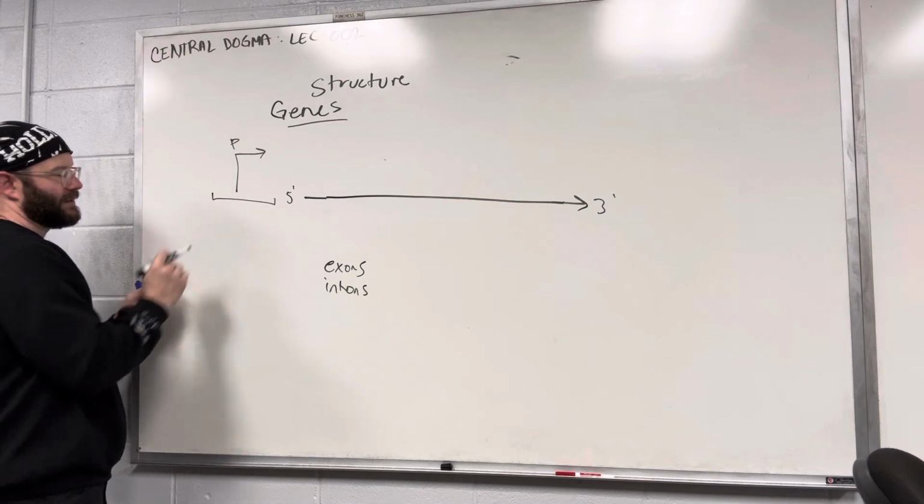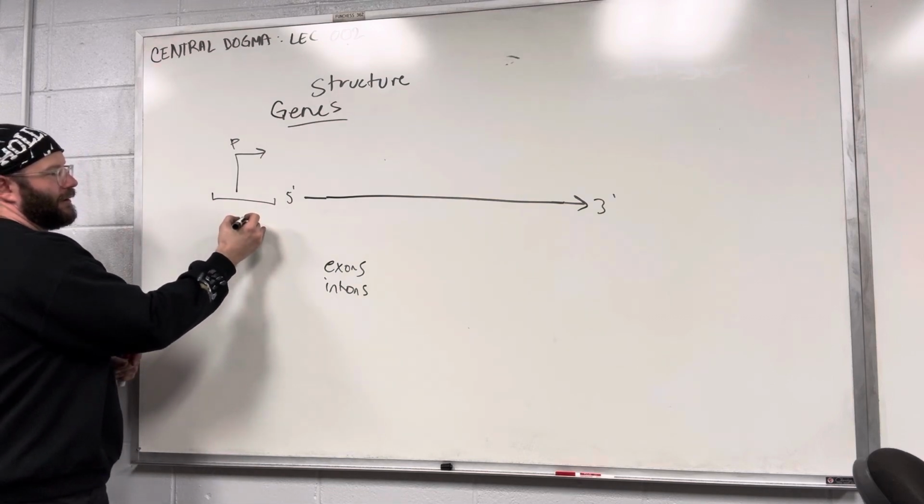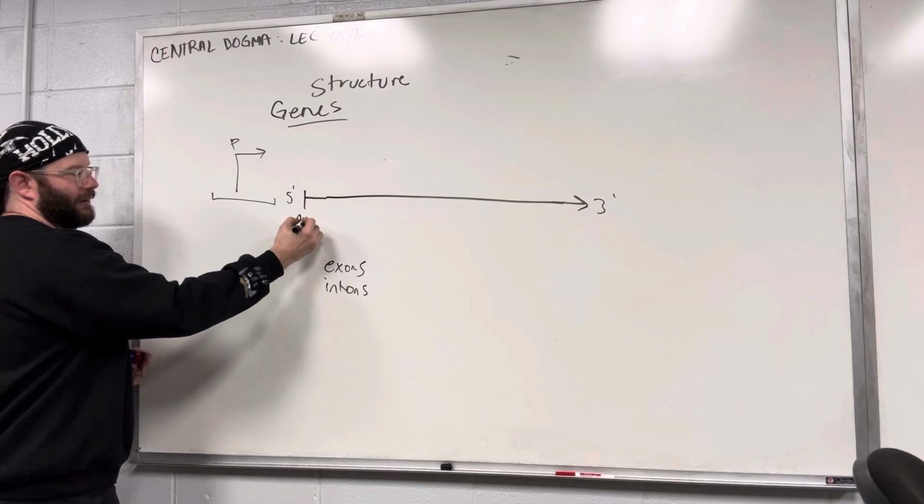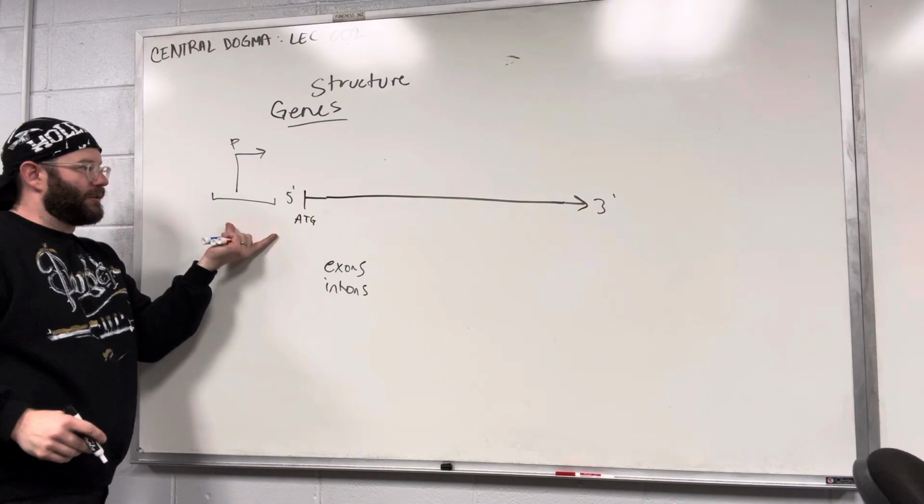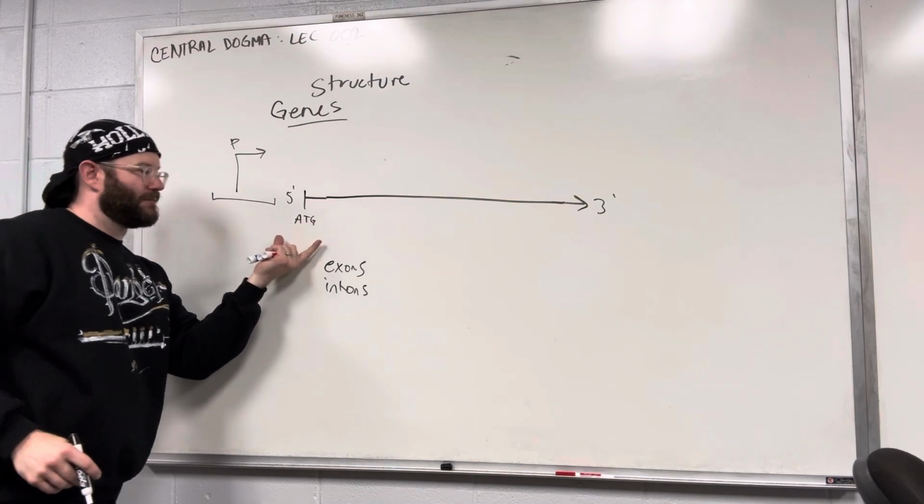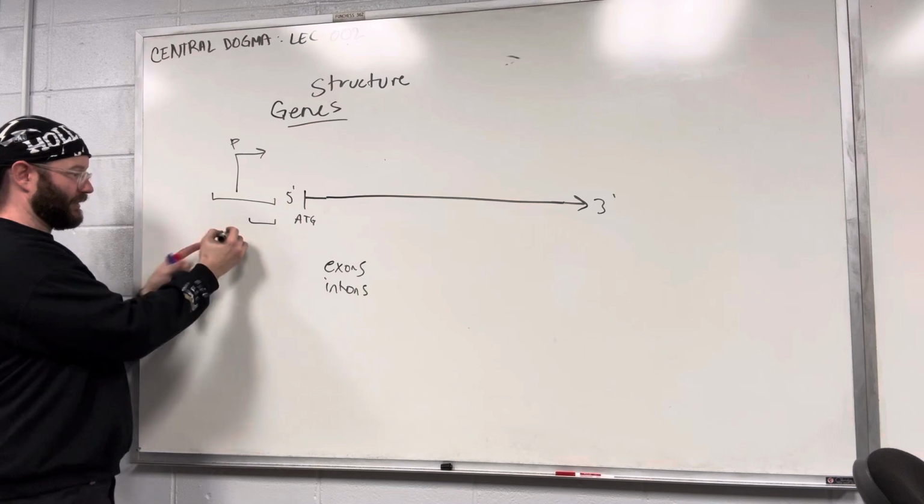Promoters have little pieces. The start codon would be right here. So that's in the gene, not in the promoter. The promoter is before the gene, and the start codon begins the gene. Promoters have different types of regions. Does anybody know what they are?